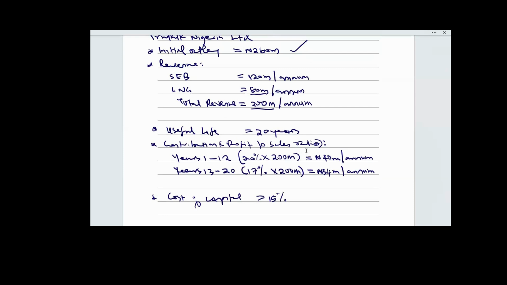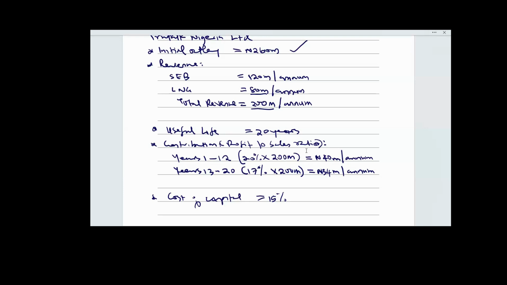I will take it again. The initial outlay is 260 million naira, because our cash inflow is constant at 40 million naira for the first 12 years. So I want to know whether if I multiply that 40 million by 12, that will give me 480. I want to know if the cash inflow of the first 12 years is going to cover the initial outlay, which of course it did, because when you multiply 40 million by 12 years, that will give you 480. 260 million is within the 480 million.